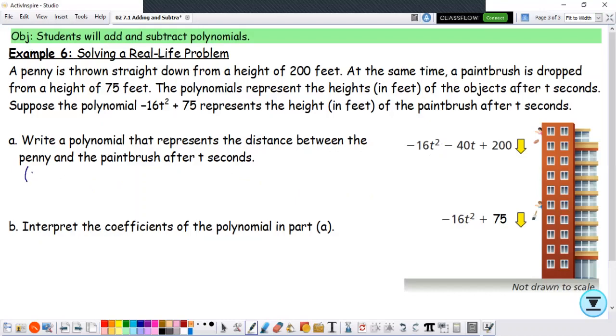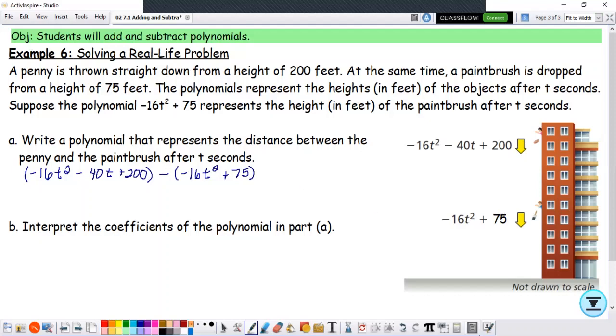So what we have is negative 16t squared subtract 40t plus 200 as the polynomial for the penny, and we're going to subtract the negative 16t squared plus 75. Because the penny started out higher, that's going to have the larger value. So that's why we want to start with that polynomial, subtract the height of the paintbrush, because that has a lower height or a lesser height.